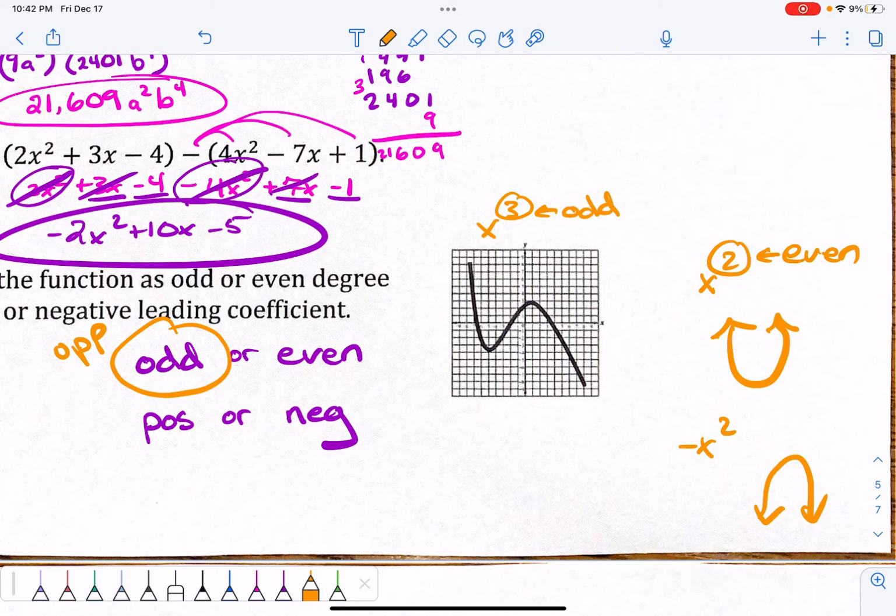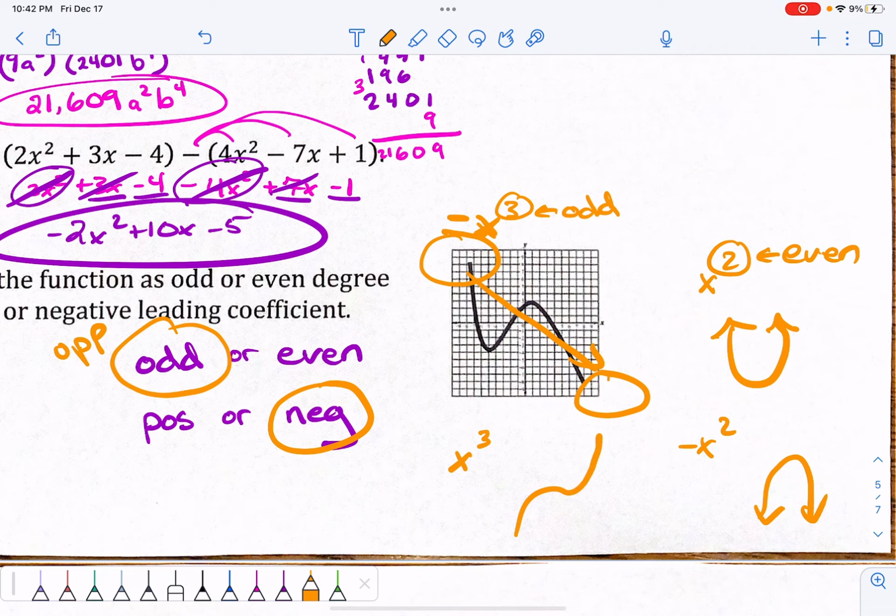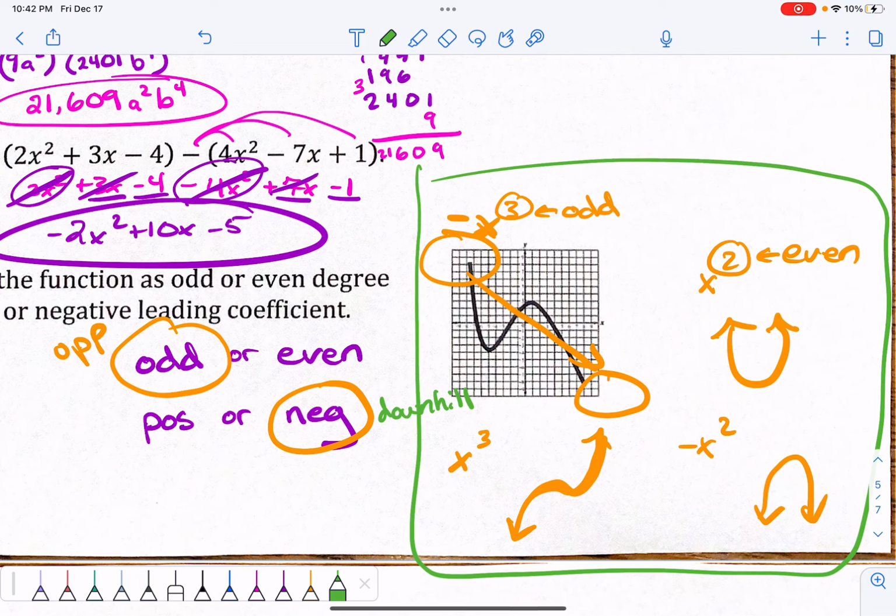That means he's odd. And the fact that we're starting up here and then ending down here, going from left to right, it's going downhill in the general direction, that's what makes him negative. So this is actually the graph of negative x to the 3rd power. A positive x to the 3rd power would look something like this, because it's going in the general uphill direction from left to right, okay? So this is odd and negative because it's opposite and going downhill, okay? So hopefully that made sense to you. This is all of the different combinations that you could have. Even, odd, and then positive, negative, okay?